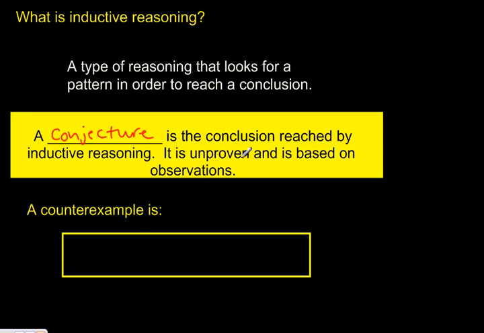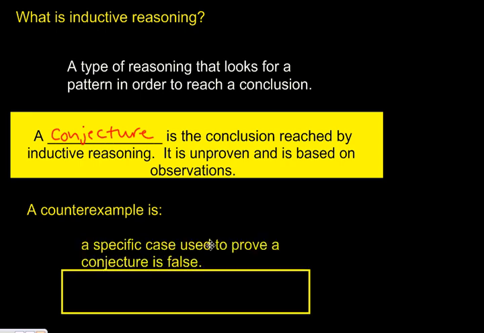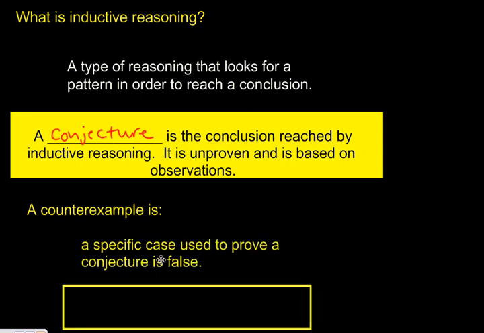And since it's unproven, if we can find a counterexample, then we can prove that our conjecture is false. A counterexample is something as simple as a specific case that proves a conjecture is false. For example, if I look around my classroom and I see that all the kids in the front row are wearing flip-flops, then I would look at that pattern and I would reach the conjecture that if you are a student in my class, you wear flip-flops.